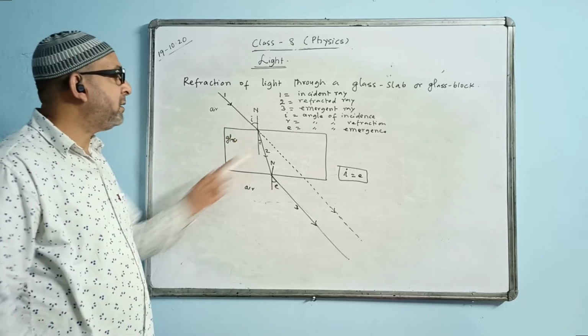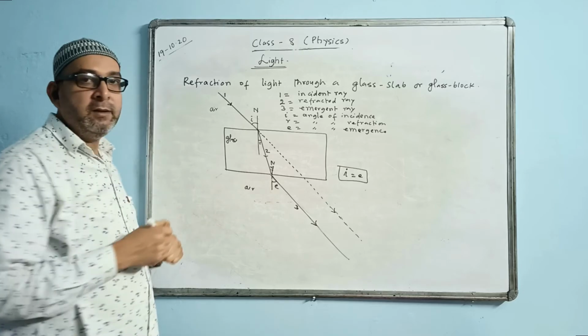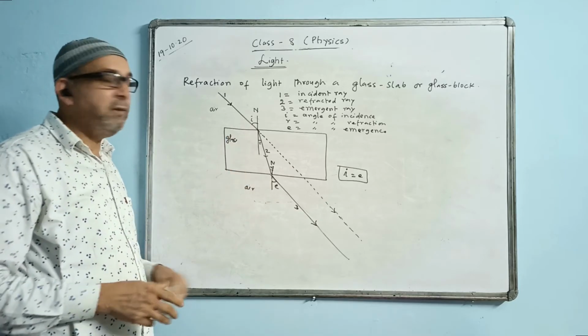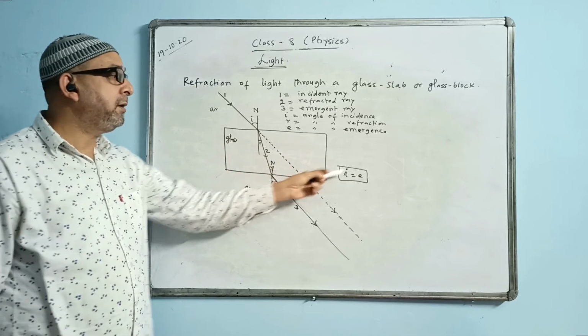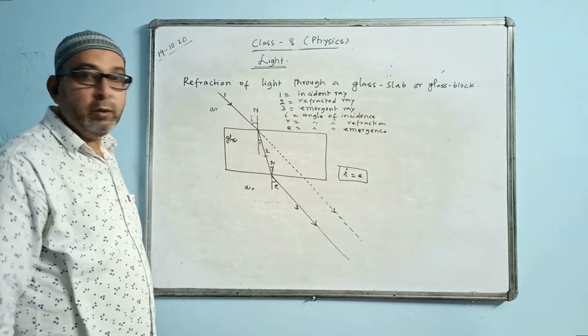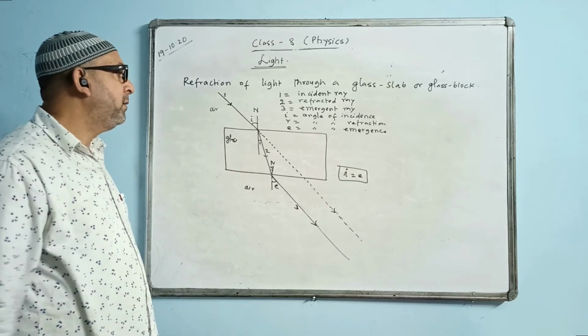If this is I, this is R, this is R, so this will also be R, being alternate angle, and this also will be the same angle. Then angle I and angle E will be equal. If this side is air and this side is water, then I and E will not be equal. Otherwise they will be. Generally they are equal.